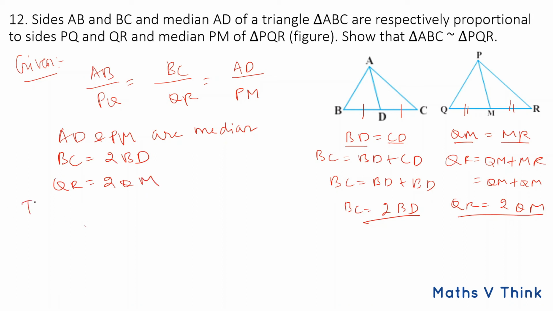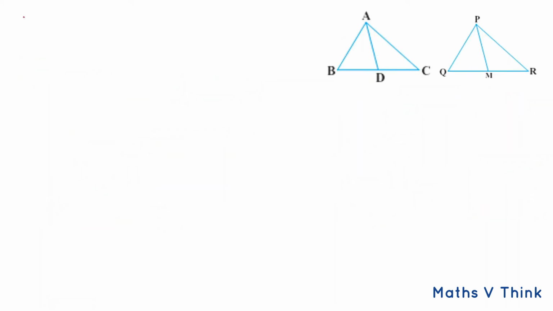Now to prove. To prove is what? Triangle ABC is similar to triangle PQR. Now proof. First take the given part, that is AB by PQ is equal to BC by QR is equal to AD by PM.